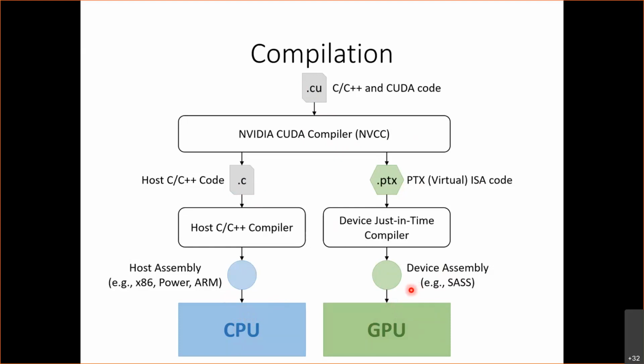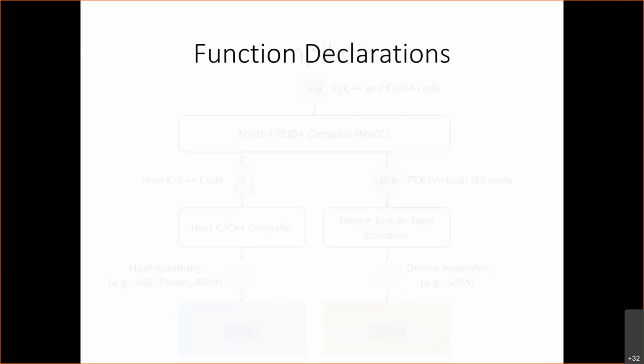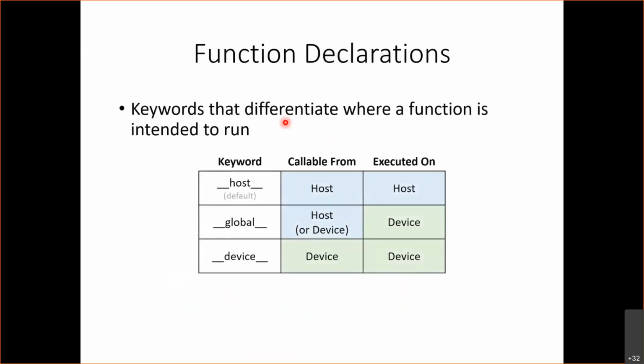Someone's asking, how does it know what code goes to the CPU and what code goes to the GPU? Well, it knows from these function declarations. And actually, that was the next slide. So we have keywords that differentiate where a function is intended to run. Okay. We saw the __global__ keyword. The __global__ keyword indicates that this is a kernel function that is called from the CPU, or the host, and that is executed on the GPU.